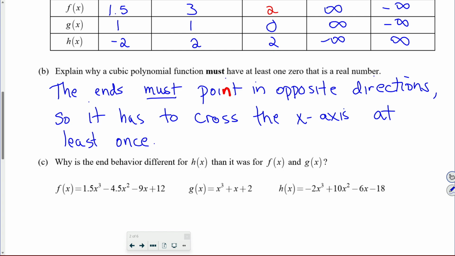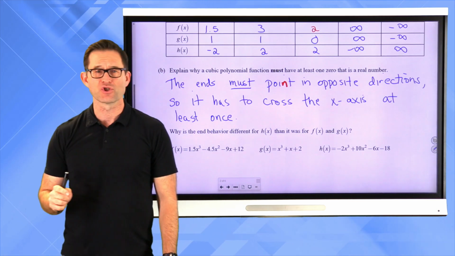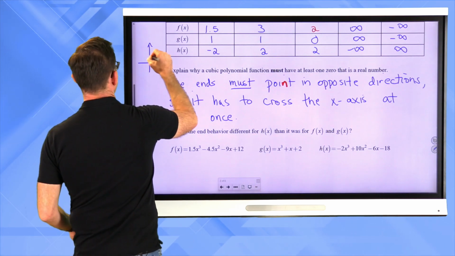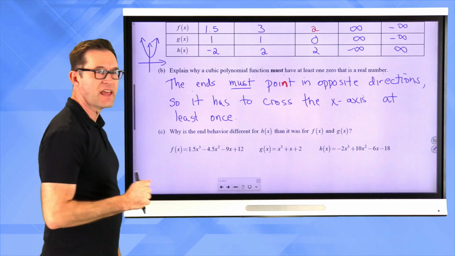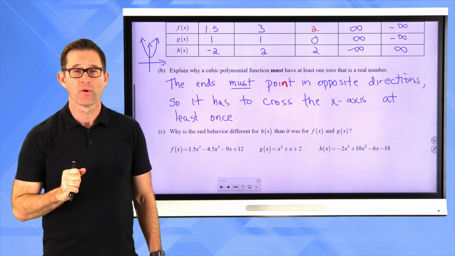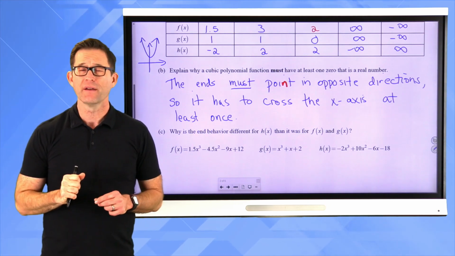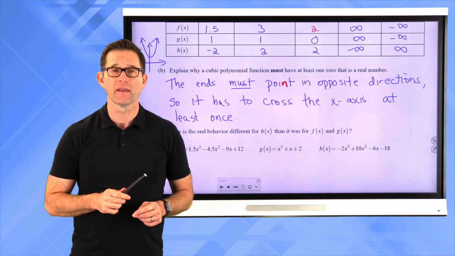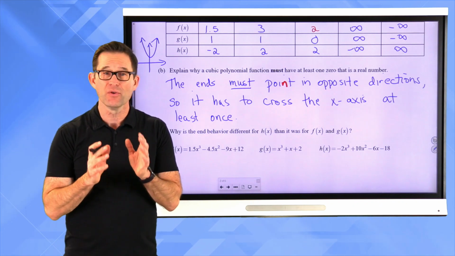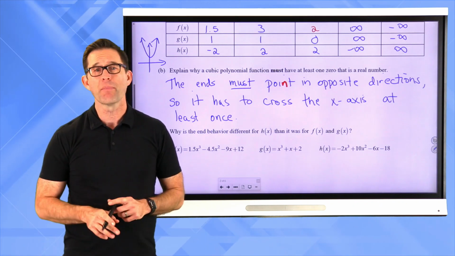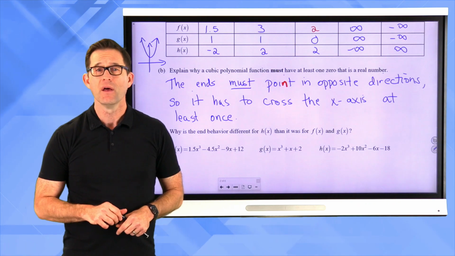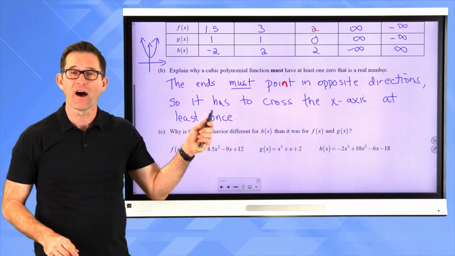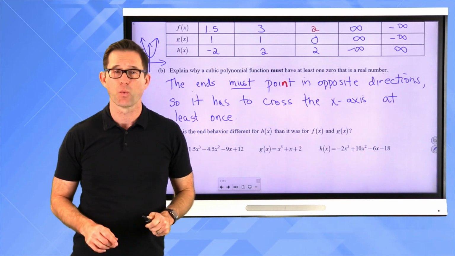Right? That's very different from a quadratic function. Think about a parabola. You can easily have parabolas that miss the x-axis entirely, okay? But not a cubic, right? A cubic polynomial's long-run behavior is going to be dictated by that power function that includes an x cubed, and we know that for all power functions that include an x cubed, the ends are going to point in opposite directions, and so it's got to cross the x-axis at least once.